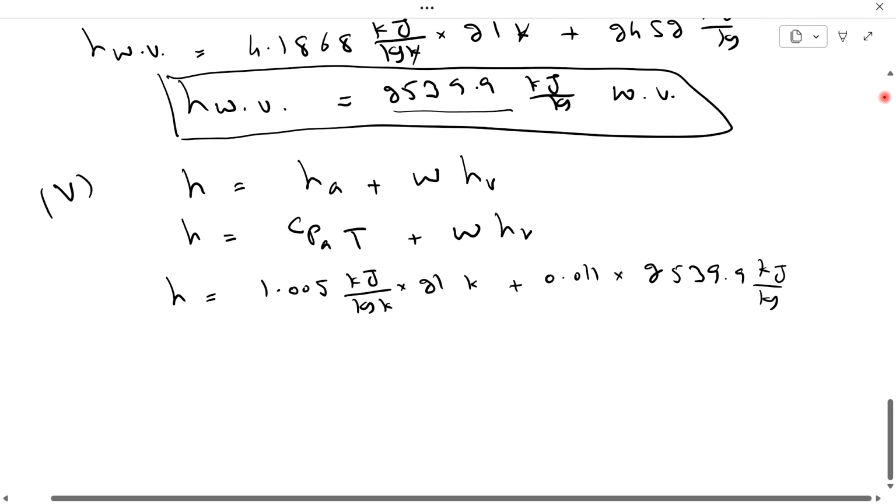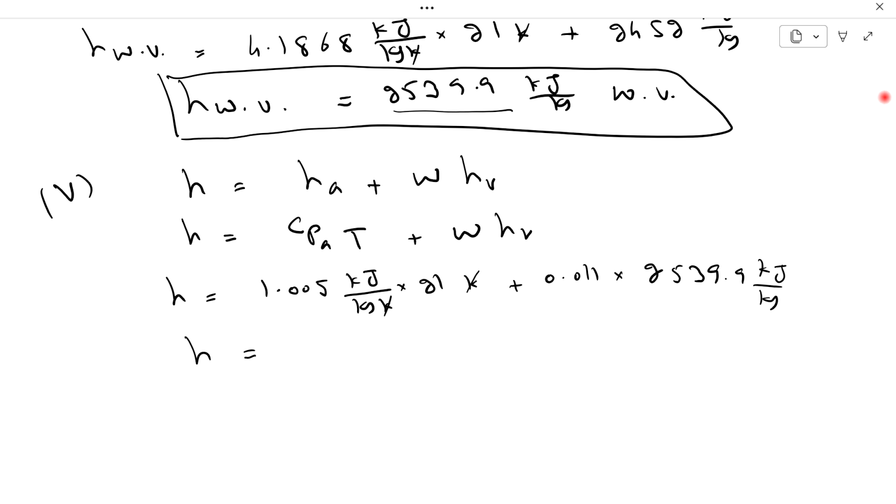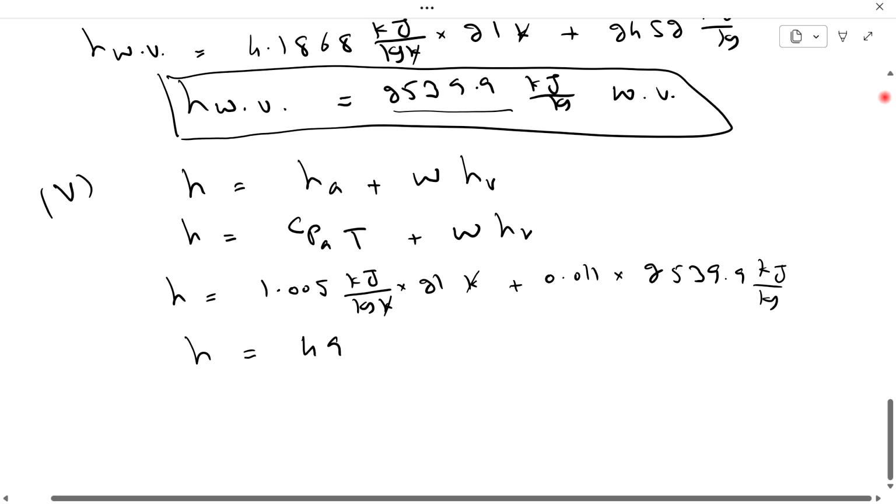So the enthalpy of air per kilogram of dry air is, simplifying this, Kelvin will be cancelled with Kelvin. This will be kilojoule per kg, and this will always be in kilojoule per kg. So the final answer will be 49.04 kilojoule per kilogram of dry air.